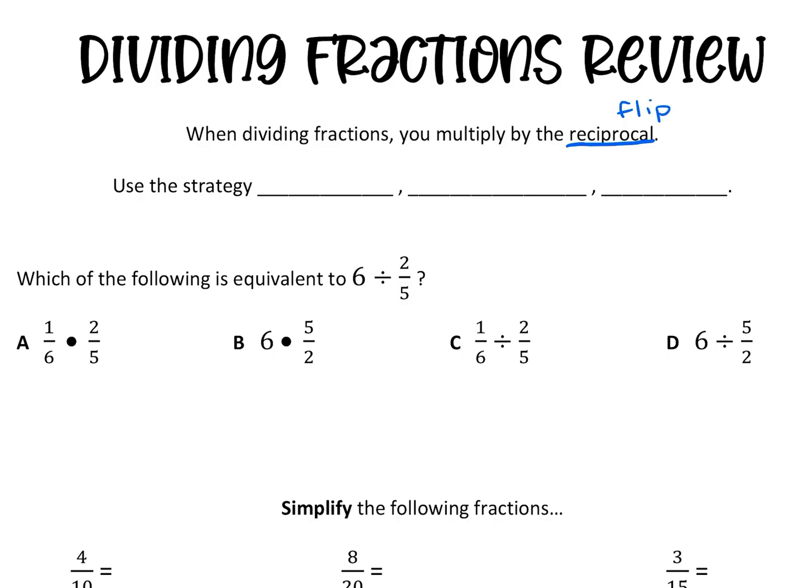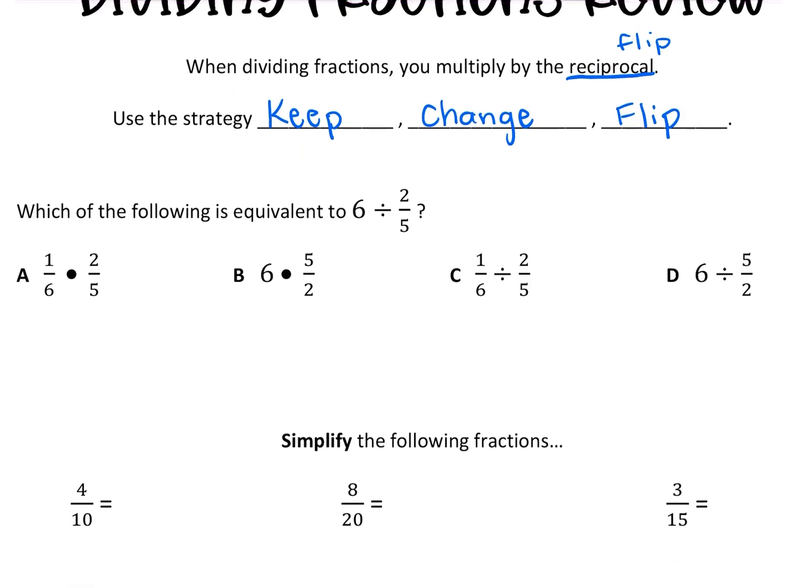Okay, so we use the strategy keep, change, flip. So that's where the reciprocal comes in. Keep, change, flip. So let's look at some different types of star problems and see how this could be tested. Which of the following is equivalent to 6 divided by 2/5? We know we're dividing and we have a fraction, so this is a keep, change, flip problem, okay?